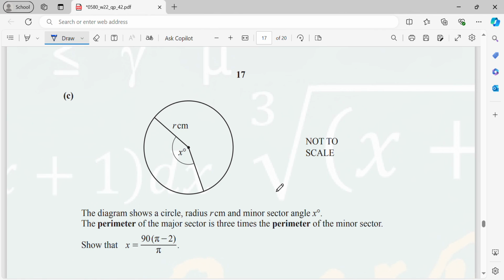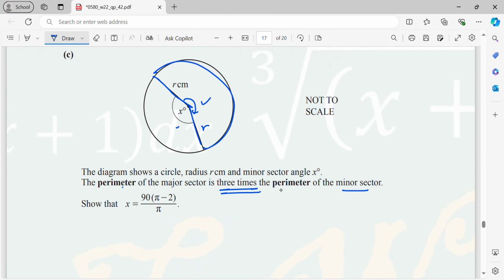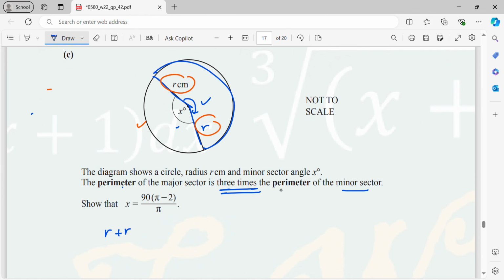Okay, C. Now the diagram shows a circle, radius R, minor sector, angle X. The perimeter of the major sector is over here. Perimeter of the major sector means these three sides. Here will be R as well, together with this length, is 3 times the perimeter of the minor sector. Show the X. So now, the perimeter of the minor sector is R, R, and this side. So that means it will be R plus, that side is basically the arc.